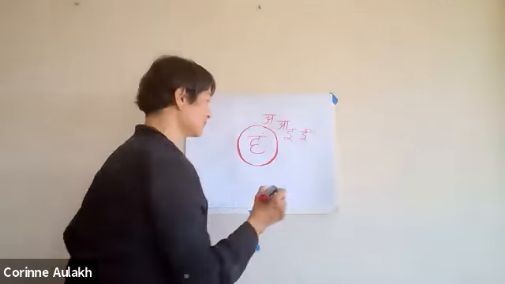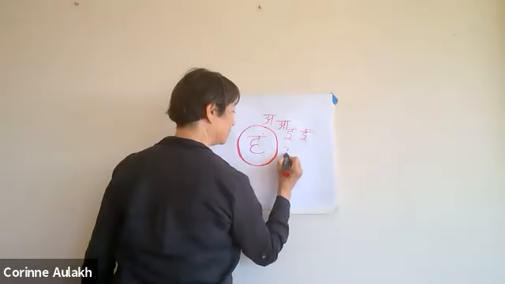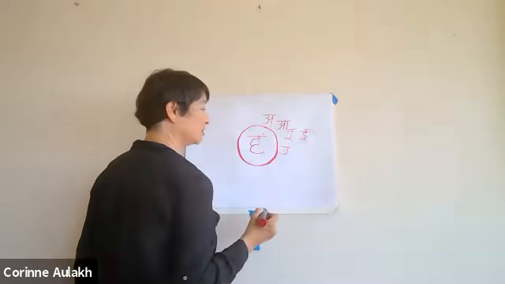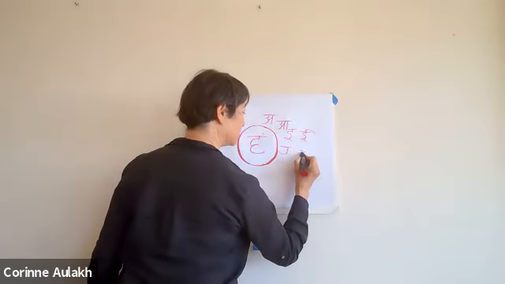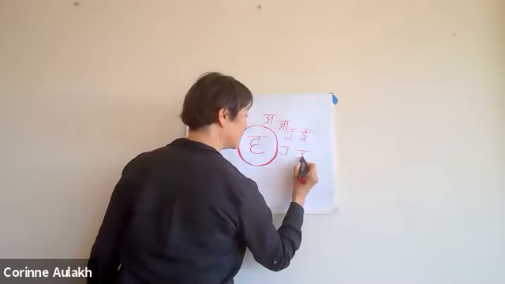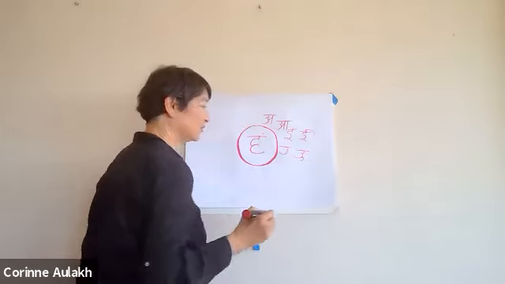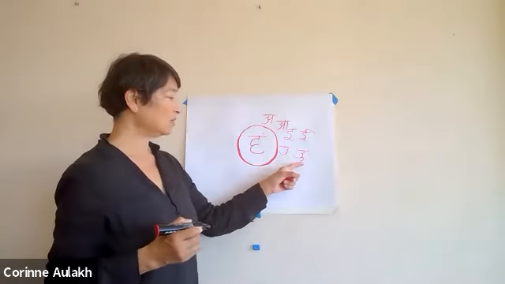U is the next one. U. And to make it long, I add a little flourish on the bottom. U.